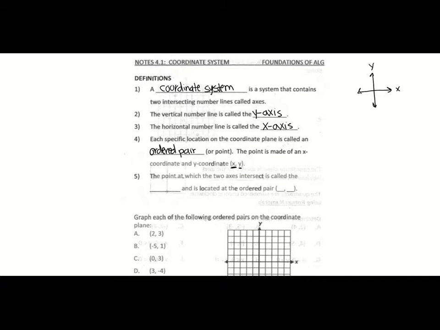X comes before y. And then our last definition is the point at where the two axes intersect is called the origin. And our origin is located at the ordered pair 0, 0. So if we look back up at our graph up here, our origin right here is this red dot. It is 0, 0. That's our ordered pair for the origin.